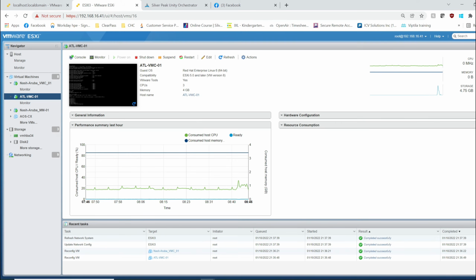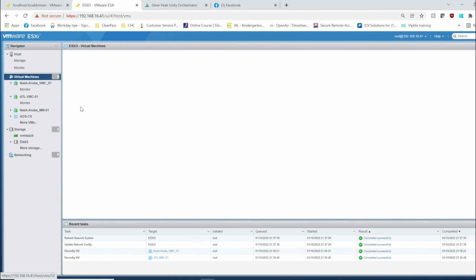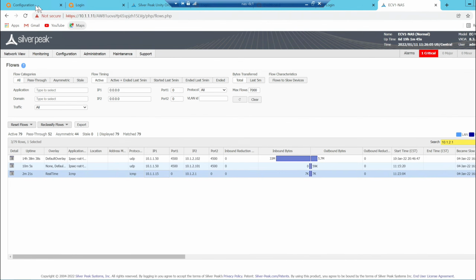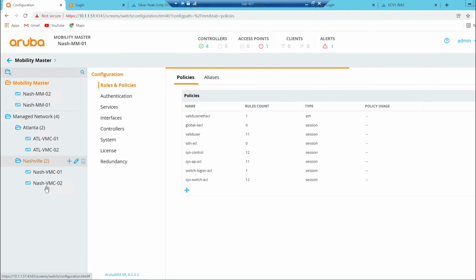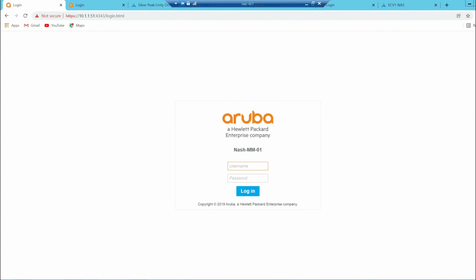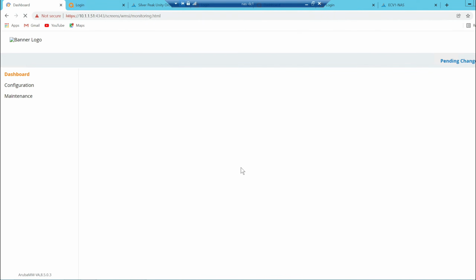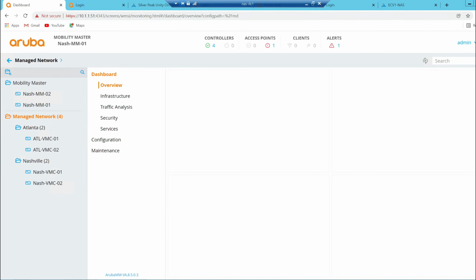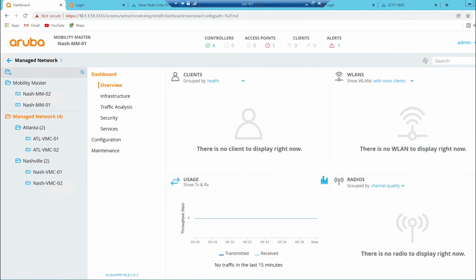ESXi box right here. My mobility controllers, all of them, are right here, and you can pretty much take a look at it and see that all of them are added. They're all good. These are all in my ESXi server. I hope this proves that I'm not bluffing and that this is possible. This is how I learned this SD-WAN product. This is how you should learn new technology.